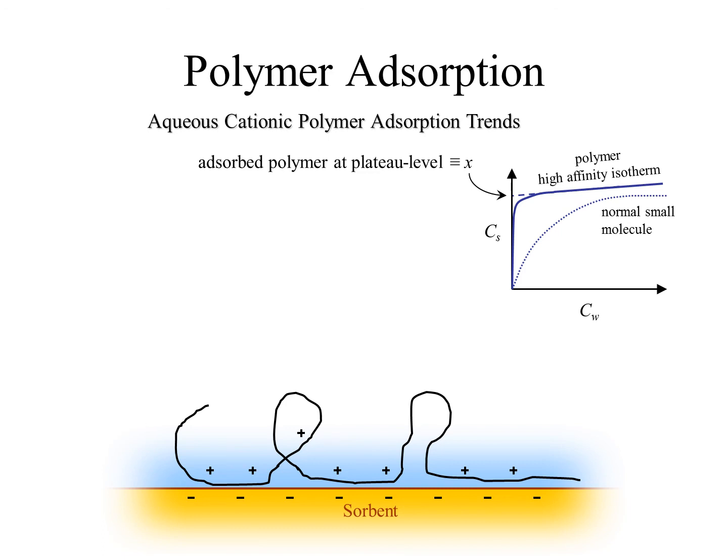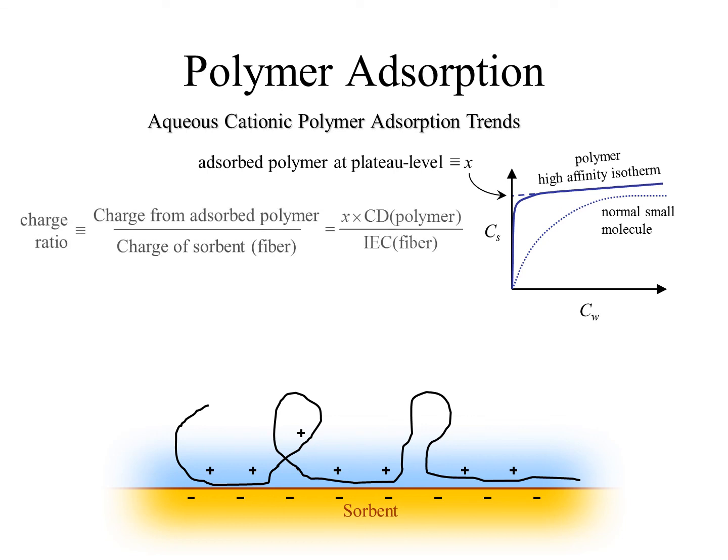There are a few other terms which help us quantify how the cationic polymer adsorbs. One such term is the charge ratio. It is defined as all of the charge from adsorbed polymer divided by the charge of the sorbent, which is oftentimes fiber. To calculate the charge ratio, you would take x, the adsorbed polymer at plateau level, multiply it by the charge density of the polymer, and divide it by the ion exchange capacity of the sorbent.